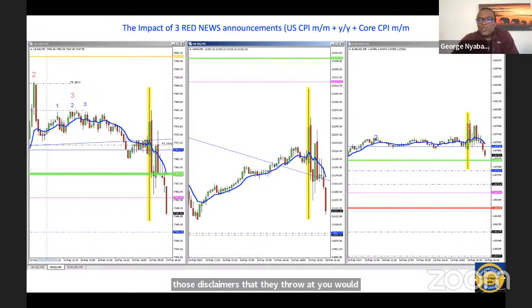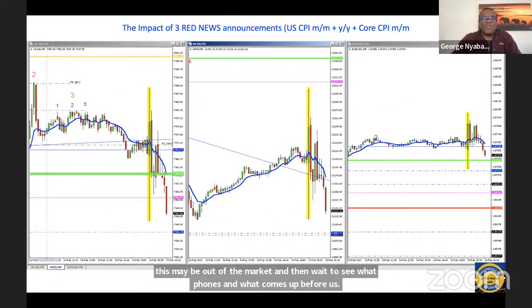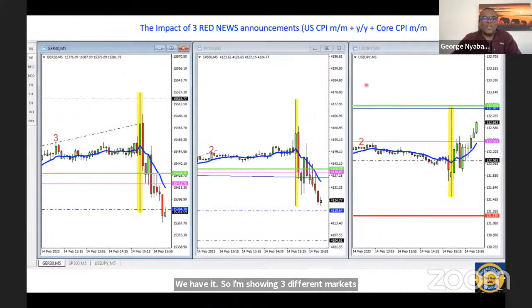Another market, euro versus the dollar. Again, this is CPI. The impact of 3 red news announcements. So these were 3 different announcements, all taking place at the same time. Definitely I would have been out of the market way before this, just like today, just maybe out of the market, and then wait to see what forms and what comes up before us. So I'm showing 3 different markets: UK 100, Hang Seng 50, euro versus dollar, German 30 against US dollar. Huge reaction from the market.